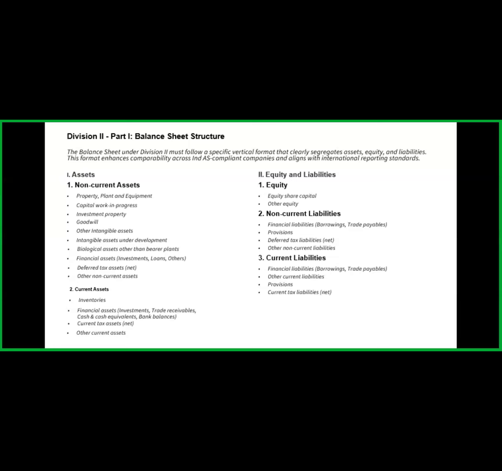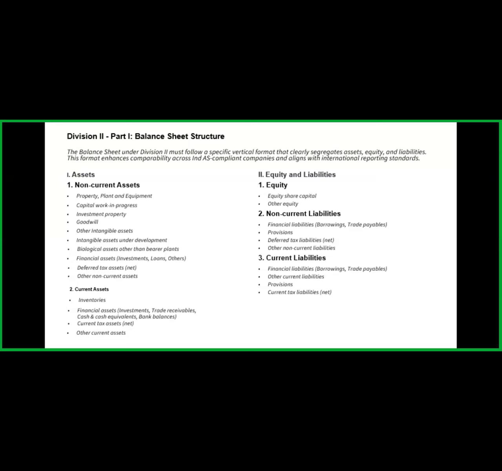Likewise, on the liability side, we put the equity and the liabilities. In equity, we have the equity share capital and other share capital, that is, the preference share capital. Now the next part is the non-current liabilities. Non-current liabilities are such liabilities which we have to pay after 1 year. The financial liabilities, for example the borrowings, and some of them, if we take long-term loans. So all these are the non-current liabilities.